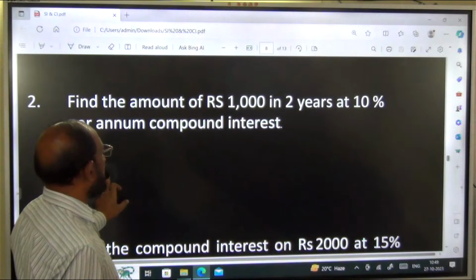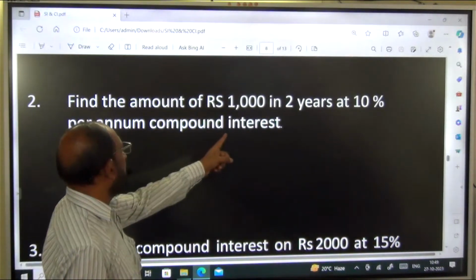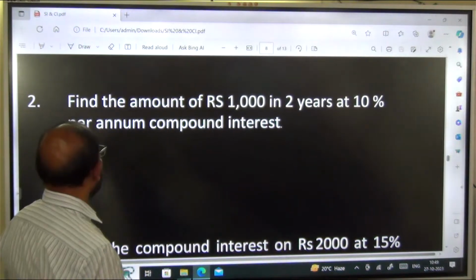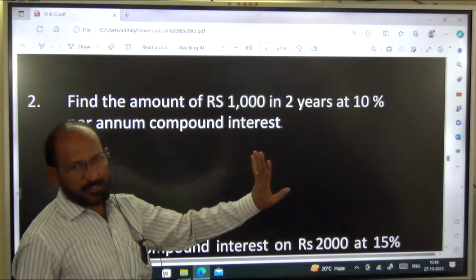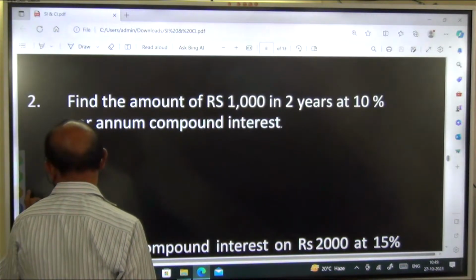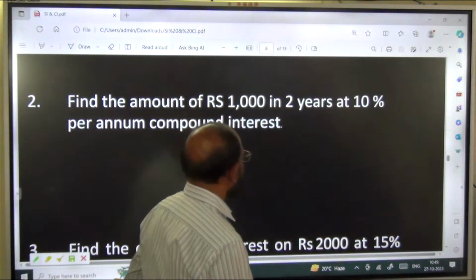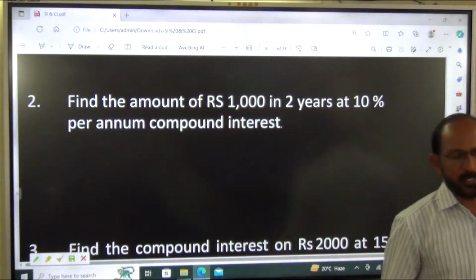Find the amount of 1000 rupees in 2 years at 10% per annum compound interest. Nothing but the amount only we have to find out, the compound amount, not the compound interest. Tell me what is the answer for that? 1000 rupees, 2 years, 10%.